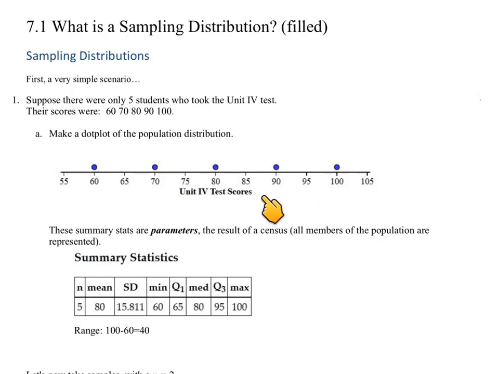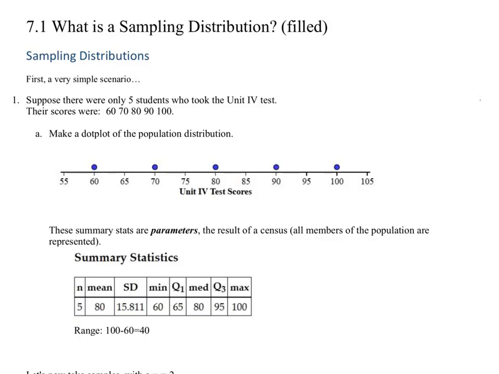But here is the population distribution, and then these are the summary statistics of these 5 scores. So these would be the parameters, because these are the statistics for this population. The mean is 80, the standard deviation is 15.811, etc. Okay, the range is 40.